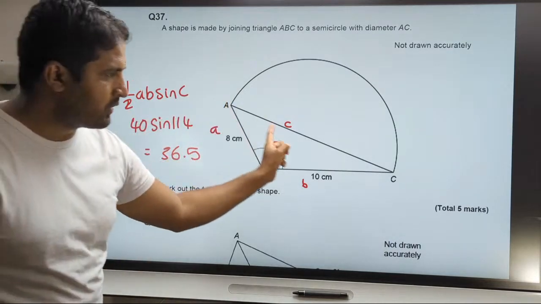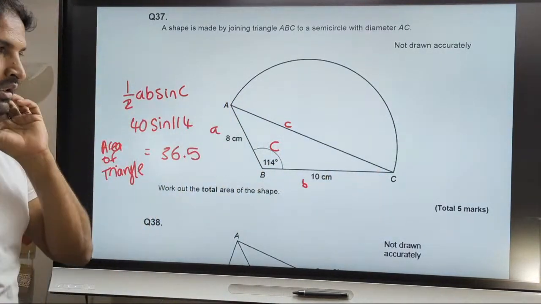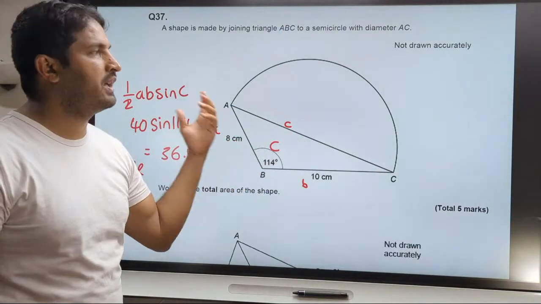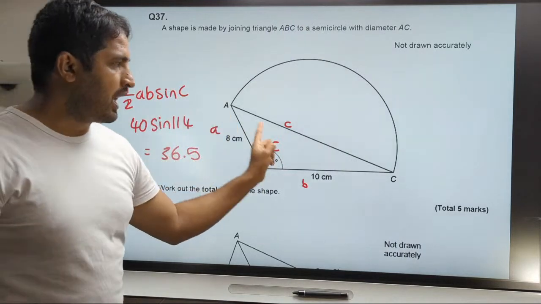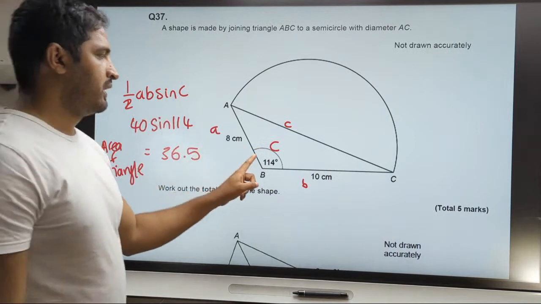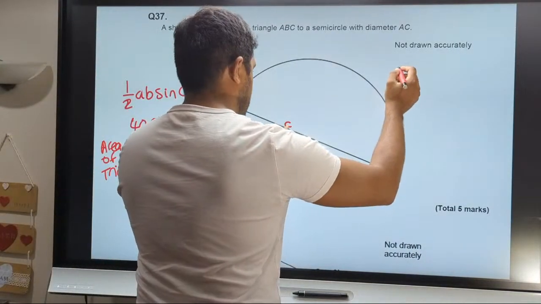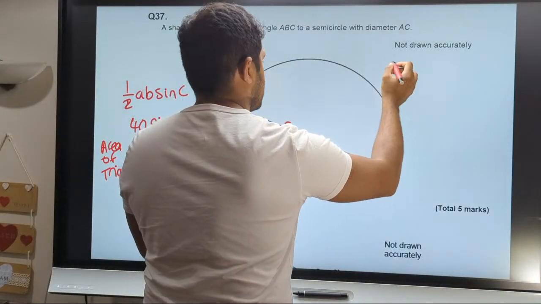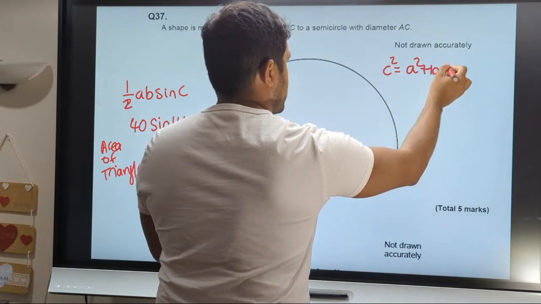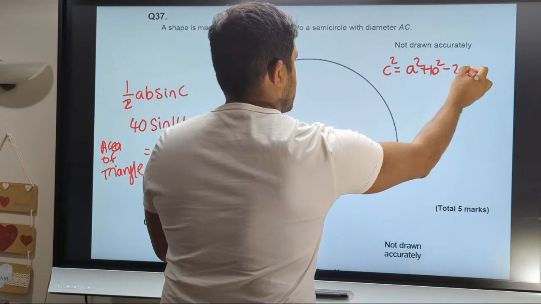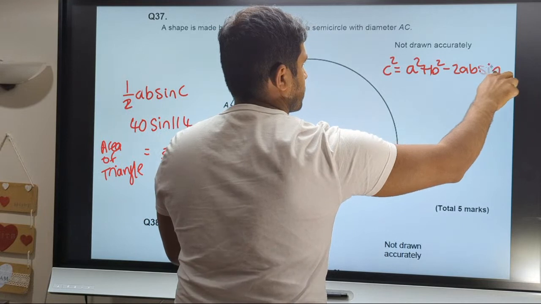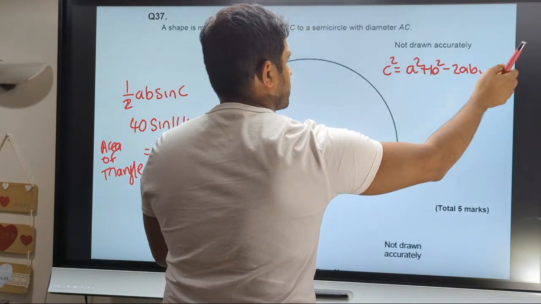Now we need to work out the diameter of the semicircle to work out the area of the circle, which is pi r squared. So I need to work out, same again, the cosine rule. Whatever that side is, basically, c squared is equal to a squared plus b squared minus 2ab cos C.